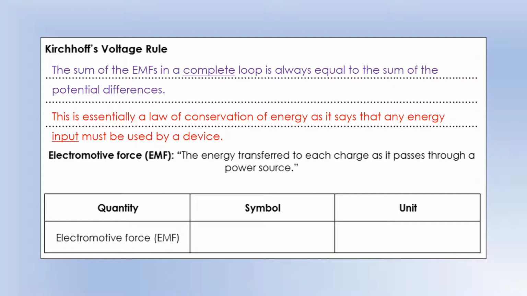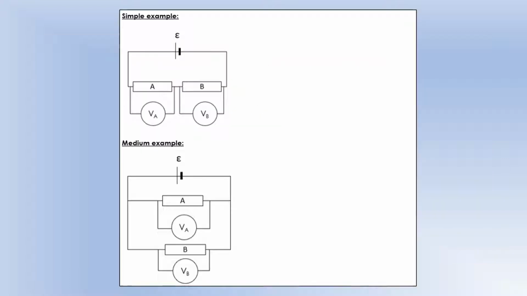So EMF is given the symbol epsilon, which you get in the Greek alphabet. And it has the same unit as the potential difference. It's the unit of a volt because it's still energy per charge. Okay, so let's have a look at a couple of examples of this in use.